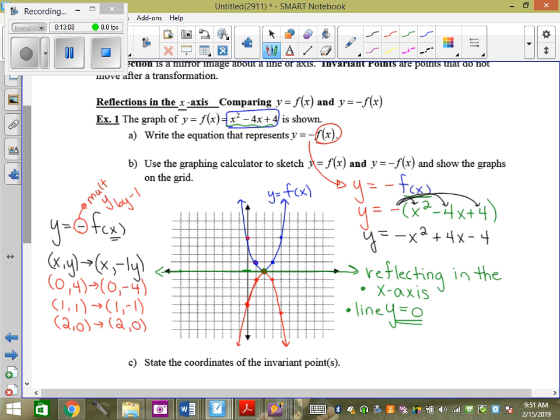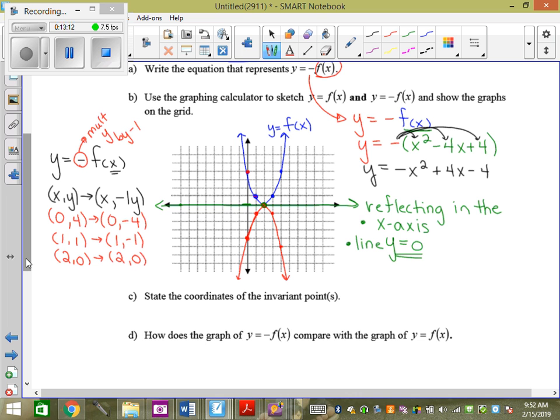So which point stayed the same? What's the only point that stayed the same? 2, 0, the one that was on the mirror, right? On the reflecting line. Points that stay the same are called invariant points. Points that do not change.